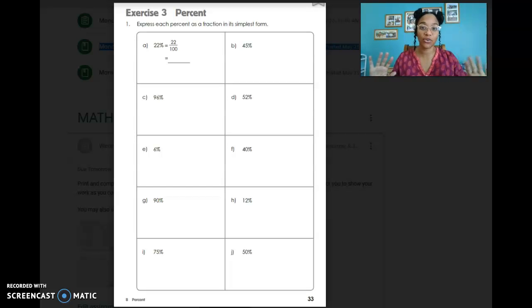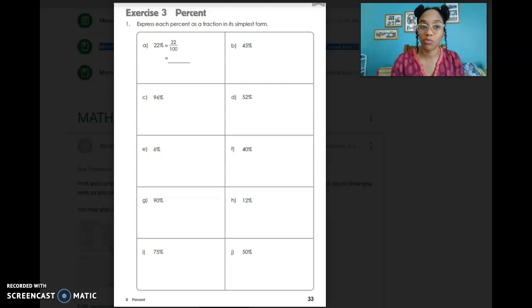The next greatest factor was 11. Does 11 fit into 100? Well, no. We know 11 times 9 is 99, so there's no way 11 can fit neatly into 100. Boop. Now our only factors left are 1, which is useless to us because when we divide by 1, nothing changes, and 2. So we need to divide by 2. 22 divided by 2 is 11. 100 divided by 2 is 50. So our answer to number A is 11 over 50, or 11/50ths.